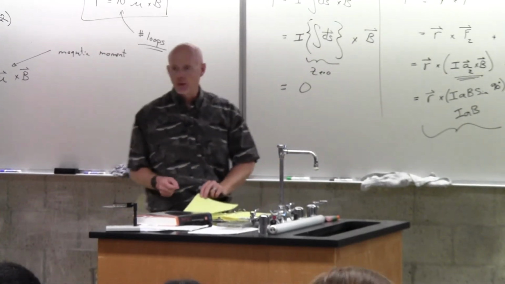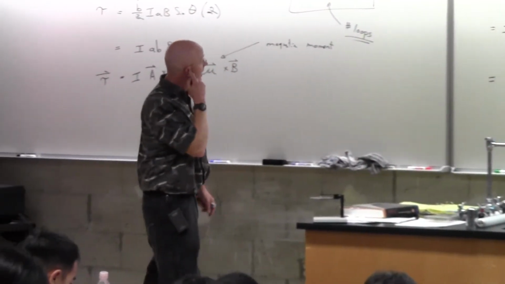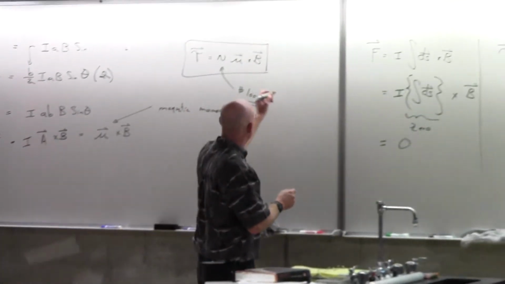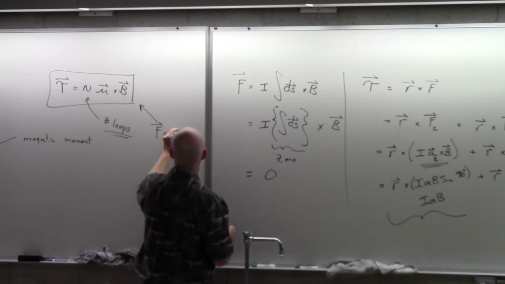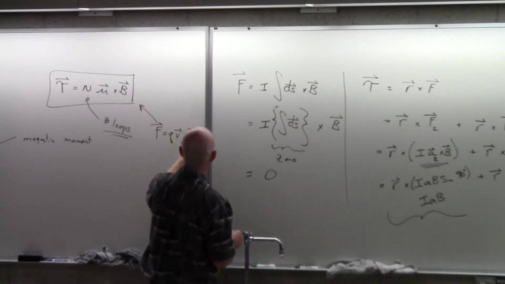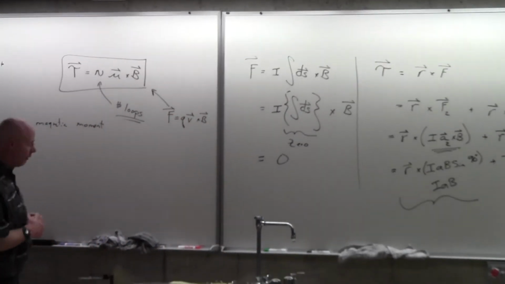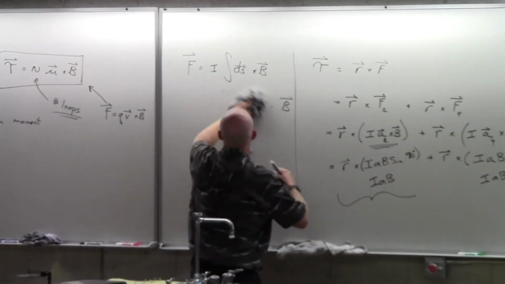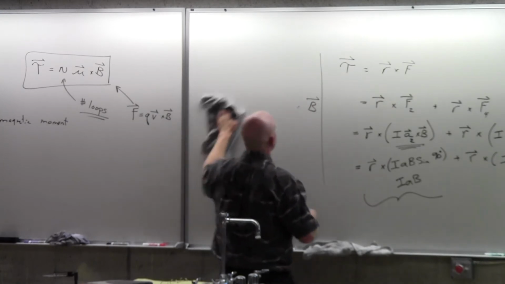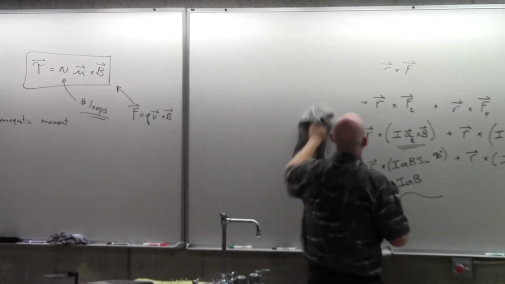Now, I know this one was a bit more complicated than the last one, but I should emphasize, where did this all come from? Force equals QV cross B, right? And so everything I've done so far today, and everything I will do, I'll keep coming back to that and saying, okay, there is the fundamental equation.